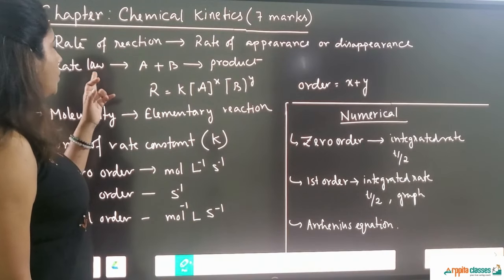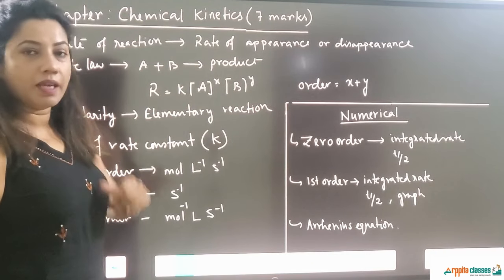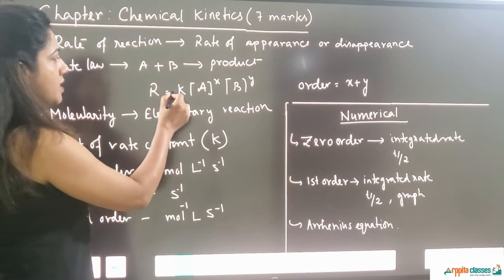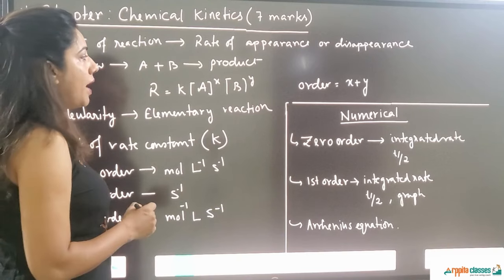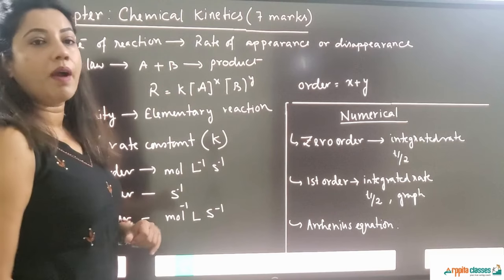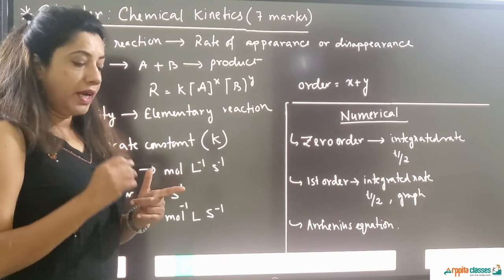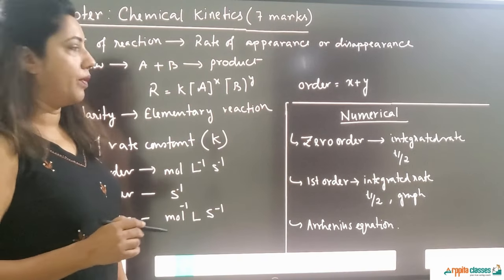Next you have to know what is a rate law. For a particular example like A plus B giving you product, if the rate law is R is equal to K, A to the power X into B to the power Y, we know the order is equal to X plus Y. So from here you have to prepare rate law constant, that is K, the definition of it and the order of a reaction.